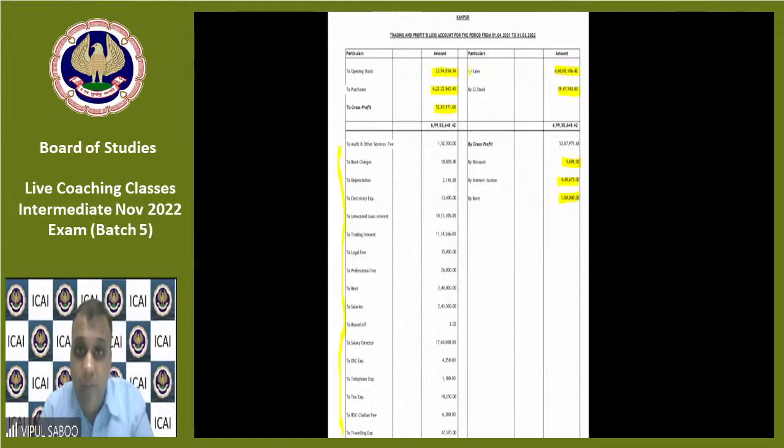We will start with sales at number 1. Sales is our direct income. Then we'll go to indirect incomes. We'll finish this part, then we'll come to the expenses side: purchases, indirect expenses, depreciation, employee benefit expenses, and other indirect expenses. So in this way, we'll finish with the profit and loss part.